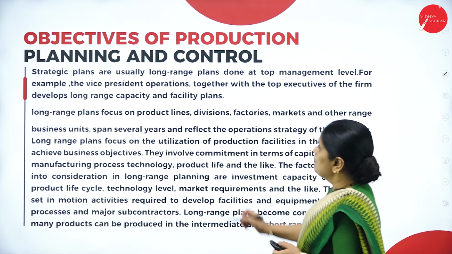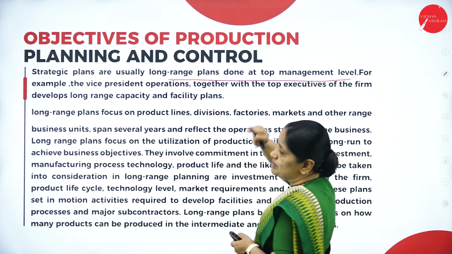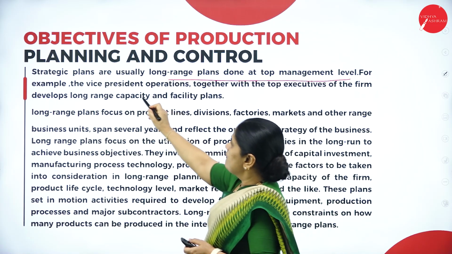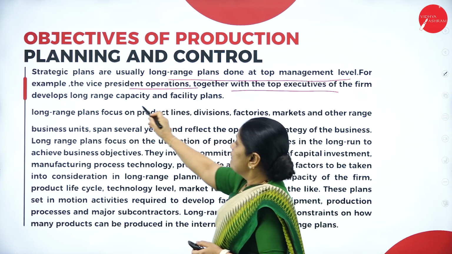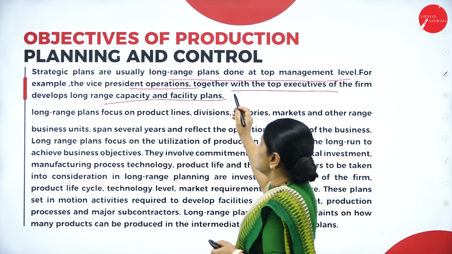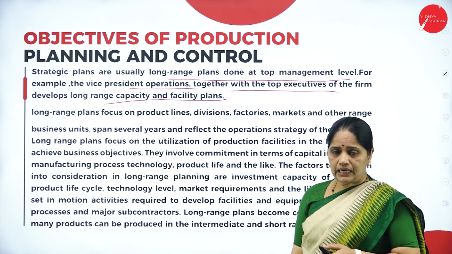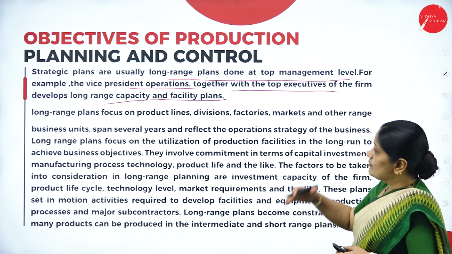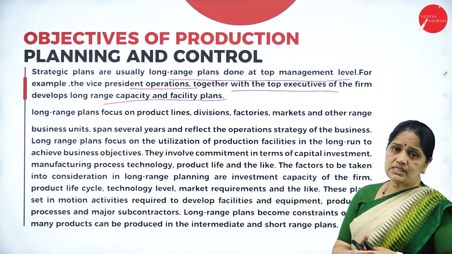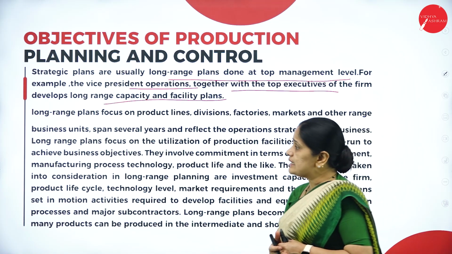Then, strategic plans are usually long range plans done at the top management level. For example, the Vice President operations together with the top executives develop the long range capacity and the facility plans. So, based on the hierarchical level and in coordination with the Vice President of operations, these long range plans, that is the strategic plans, will be decided.